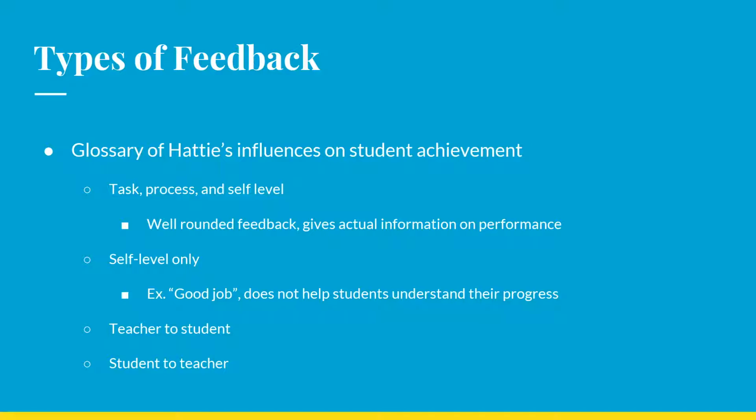The second type of feedback would be self-level only. An example of this would be "good job" or "well done," and this does not really help the students understand their progress. While it is encouraging, it doesn't really give them any specifics. The third type of feedback would be teacher to student, and the fourth is student to teacher.